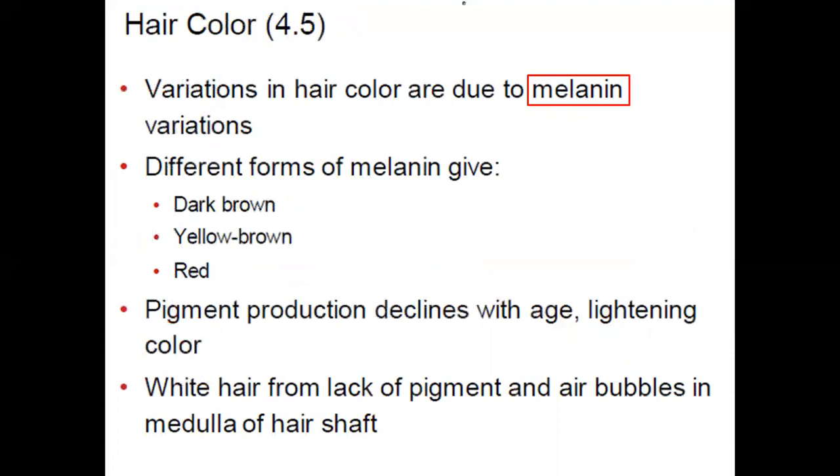Hair color is also due to melanin. Remember we talked about melanin being responsible for skin pigment and skin color, one of the two pigments. Keratin is the other. So variations in hair color are due to the amount of melanin production. Different forms of melanin can also produce dark brown, yellowish brown, or even red hair. Pigment production declines with age, which is why hair color gets lighter and even white from the lack of pigment. When melanin production stops completely, hair becomes white.